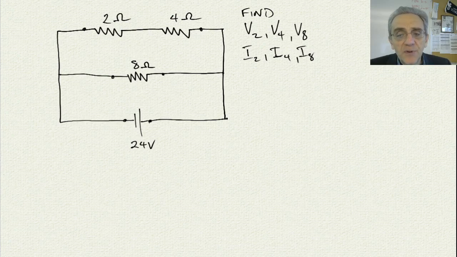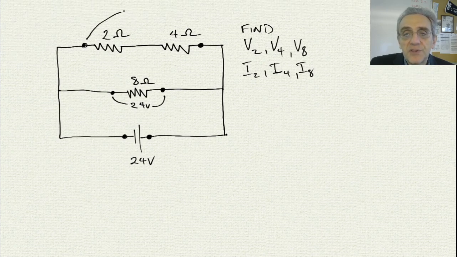So look how I can go from this point here to this point and to this point without encountering any other resistances. And notice how I can go from this point here to this point on the other side of the 8 and this point on the other side of the 4 without encountering any resistances either. So this 6 and the 8 are in parallel, and they both have 24 volts across them. So that means now I can write 24 volts going from here to here, and I can write 24 volts going from here to here.